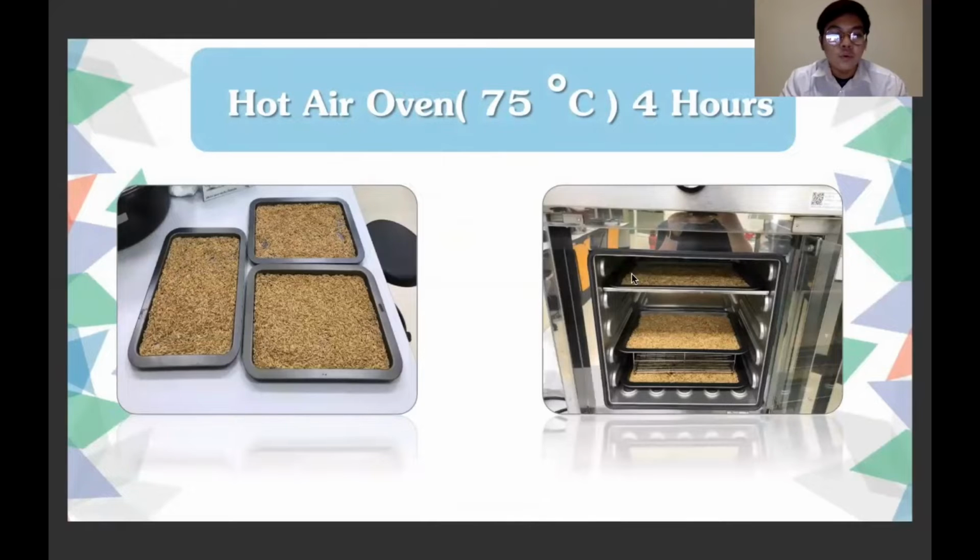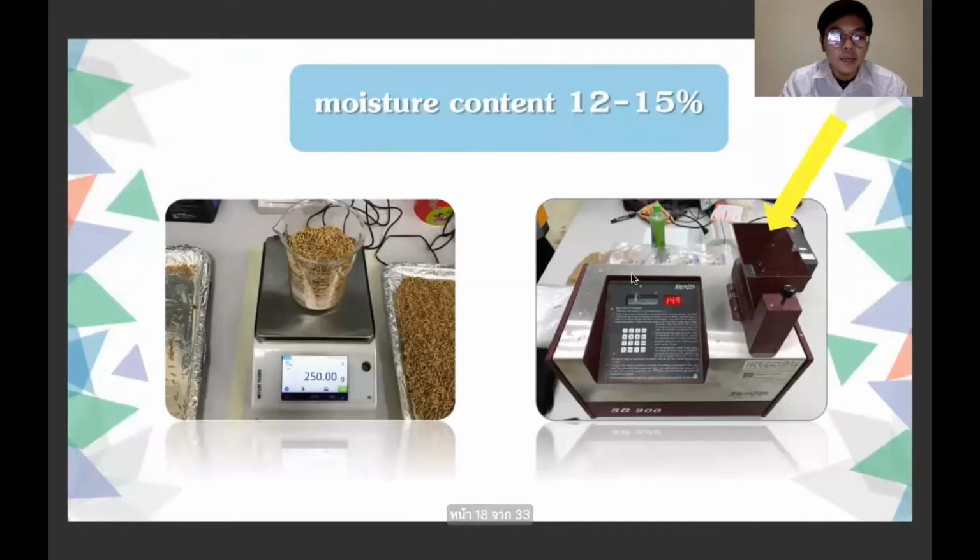The samples were dried using a hot air oven at 75 degrees Celsius for 4 hours. And then the sample was analyzed for moisture content by a moisture analyzer. The sample should have a moisture content of around 12 to 15% wet basis.